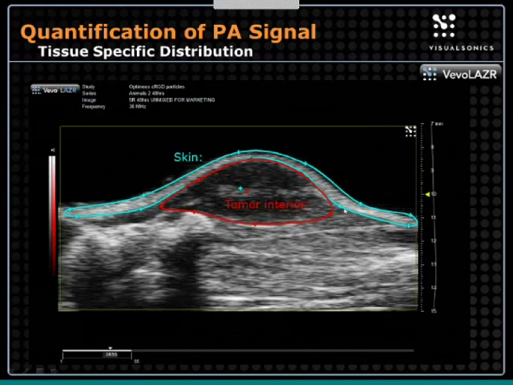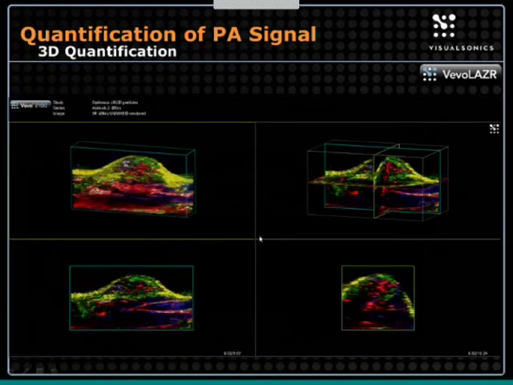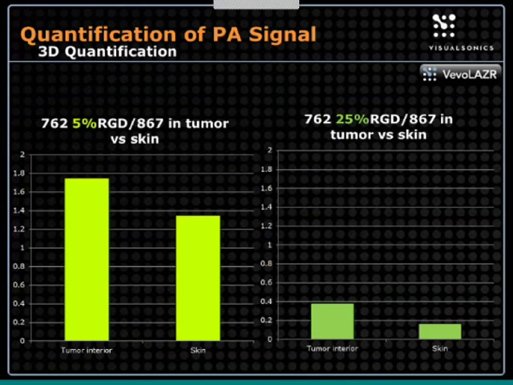So we're just drawing ROIs, regions of interest, that encompass the skin versus the tumor interior. And of course, we can do this in 3D as well. So we can draw these 3D regions to have a 3D volume containing the skin and a 3D volume containing the tumor interior as well. And here's what we end up with.